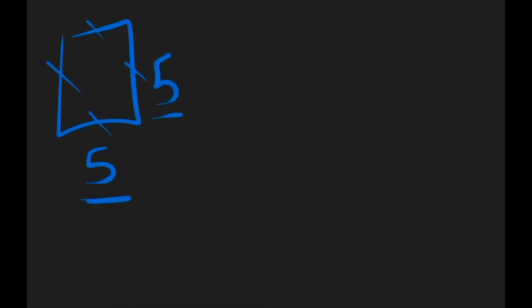Today I'm going to teach you how to find the area and the perimeter of a square. So to start things off, we're going to have a square, which has a side of 5. Now the thing to note about a square is that all sides are equal. So since this side is 5, this side is also 5.